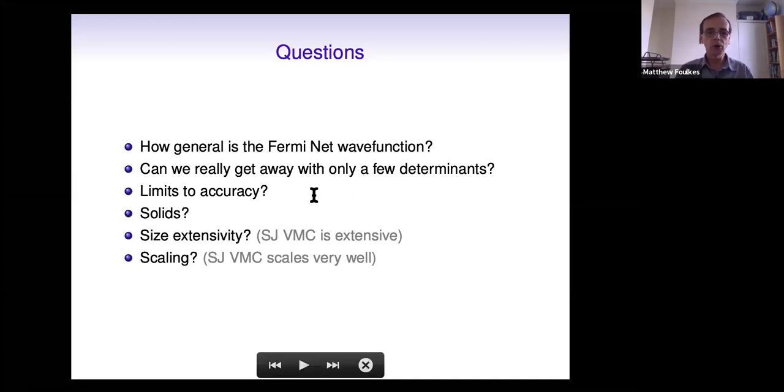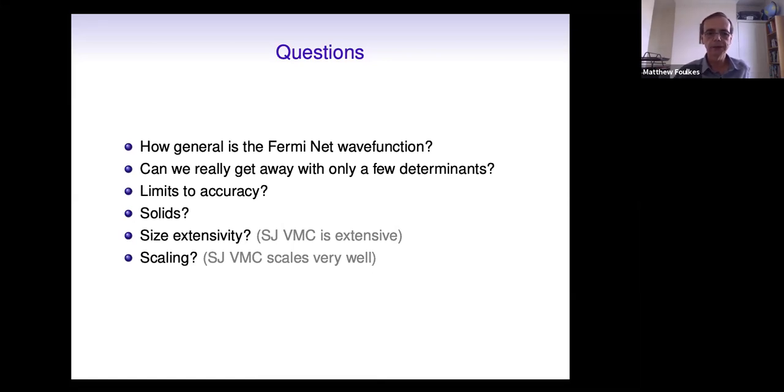Limits to the accuracy: what is it that's stopping us getting better, since in principle we think one Fermi-Net determinant should do? Can we do solids? I'm sure we can, but at the moment we've only been able to scale to 60 electrons, mainly due to memory limitations actually. These networks have 700,000 parameters in, so it's quite a lot of memory.